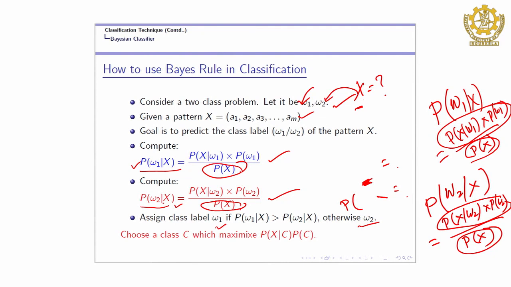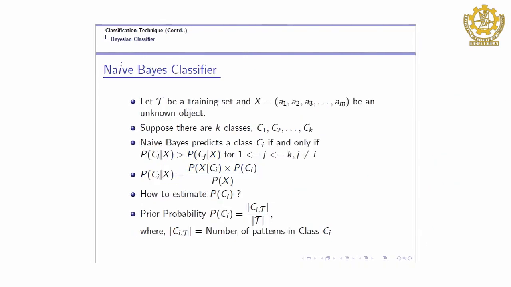And since you do not need to compute the denominator, you only concentrate on this part: probability of X given C into probability of C. So, now how do we use this Bayes rule in a real life scenario? Here we go, that is something called the naive Bayes classifier. So, we will apply the naive Bayes classifier. Initially we talked about the Bayes classifier and now we will talk about the naive Bayes classifier.